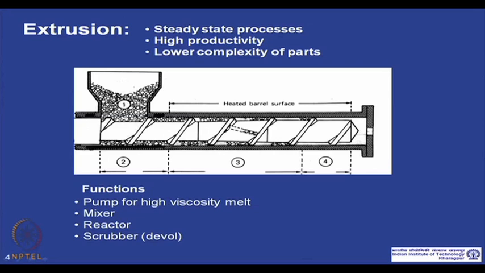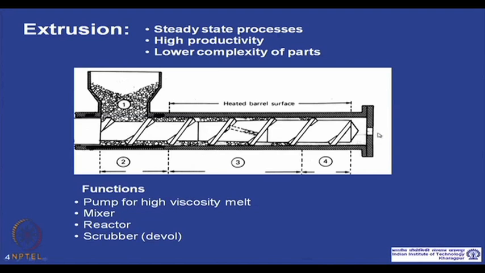Basically, in the first part, all the ingredients are added and mixed, then molten in this part, melted and mixed thoroughly. As the screw rotates, the melt is pushed forward, and finally the melting and mixing is completed here, and the polymer melt comes out from this die.